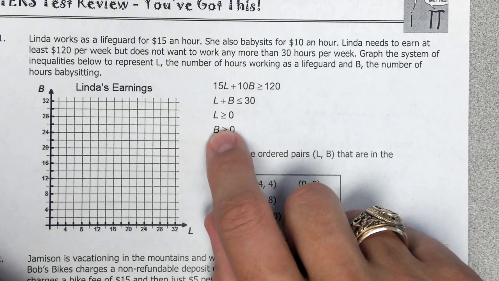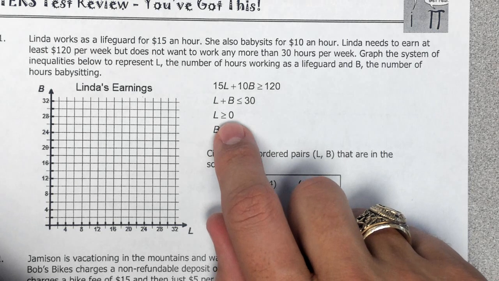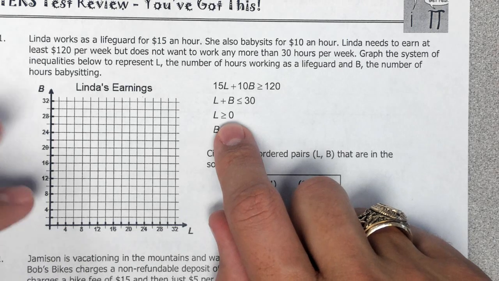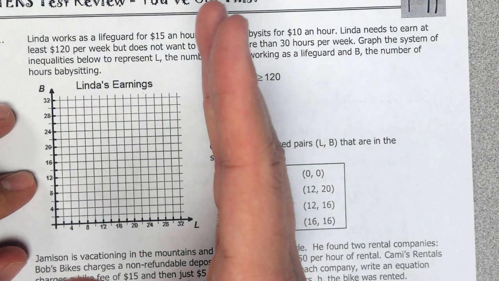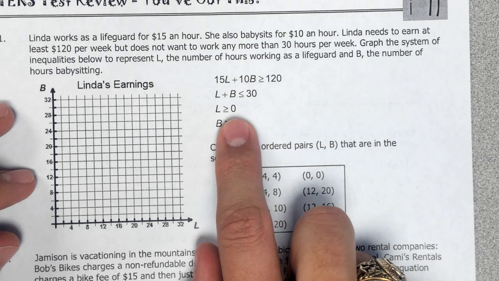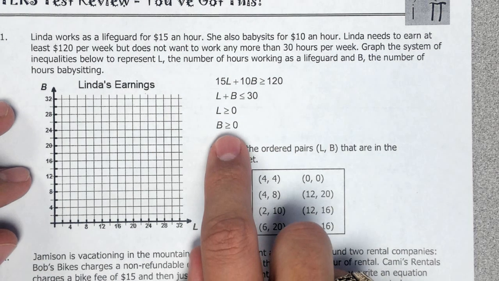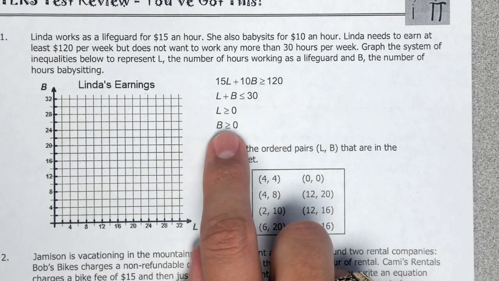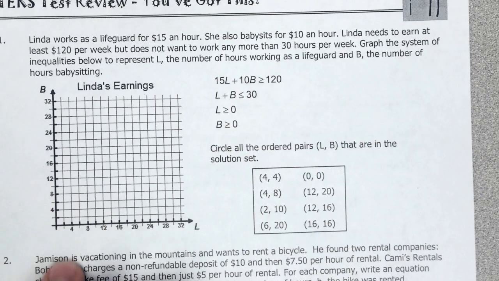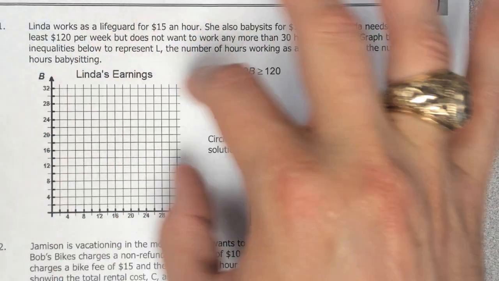Then we have these other two right here. L is greater than or equal to 0. L is lifeguarding. That just simply means that it's positive. We can't have negative numbers of lifeguarding, just like with B, we can't have negative numbers babysitting. We can't drop down here. That just keeps us in the first quadrant.